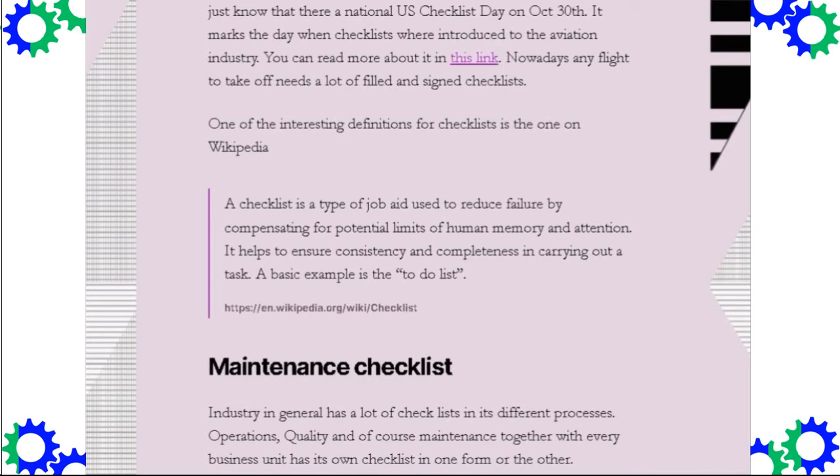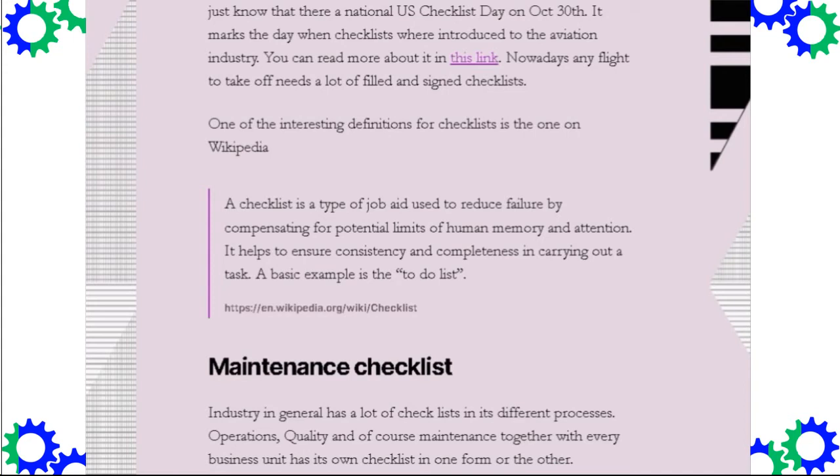It says that the checklist is a type of job aid. It helps the job to reduce failure by compensating for the potential limits of human memory and attention. So humans can forget. Humans can forget, because forgetting is something useful, something good. It helps you to overcome problems in life and so on.